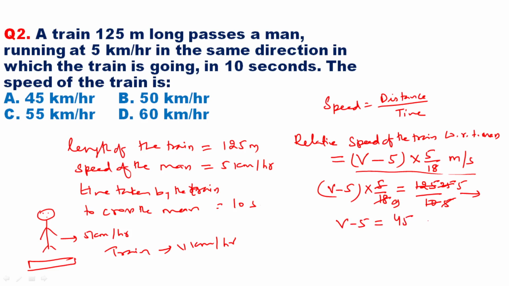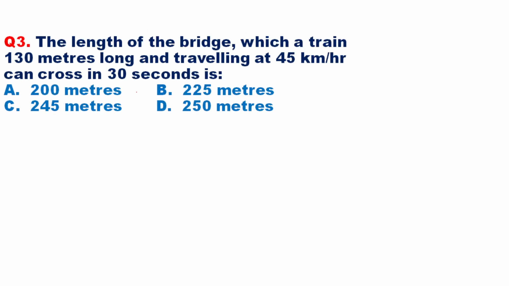So it is actually kilometer per hour. So v is equal to 45 plus 5, that is 50 kilometer per hour. So this 50 kilometer per hour will be the answer. We'll go to the next question.